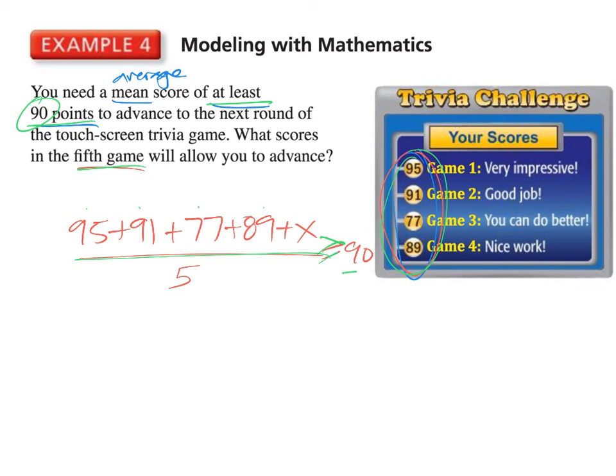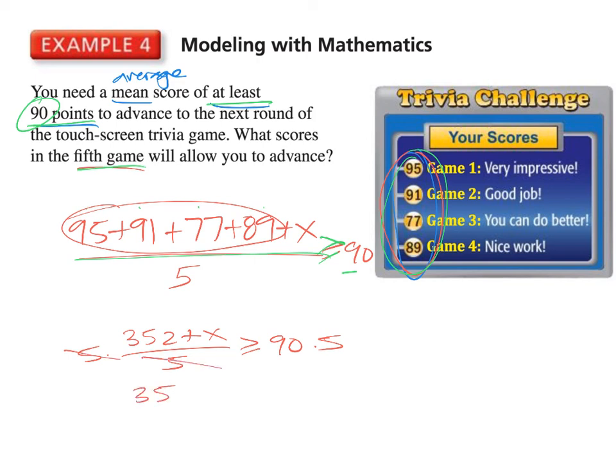Now let's solve this. So let's see how this works out. I'm going to add these up here. I get 352 plus x over 5 is greater than or equal to 90. I need to get rid of the fraction, multiply by 5 on both sides. 352 plus x is greater than or equal to 450. To get the x by itself, I have to subtract 352. So x is greater than or equal to 98.